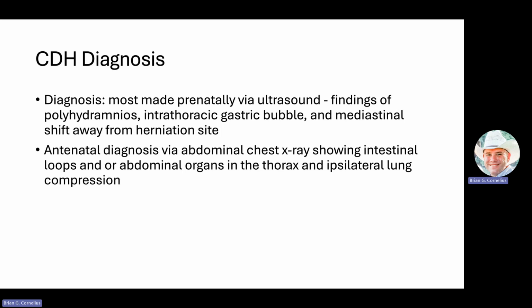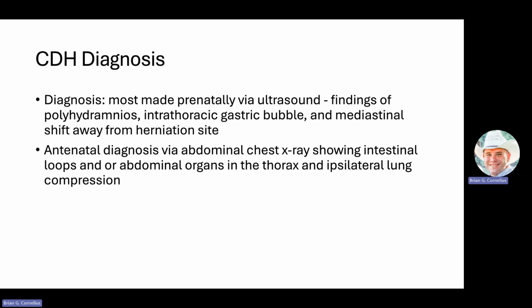So how do we diagnose this? Most commonly, if you have somebody that's received prenatal care, they'll be able to make the diagnosis on ultrasound. Unfortunately, many of these patients don't receive prenatal care, which already puts them at high risk. But when they start looking with the ultrasound, what they'll see is that they have polyhydramnios, a large intrathoracic gastric bubble. Usually our stomach isn't in our chest, so if it is, that's kind of a clue. And then when they look at the mediastinum, they're able to see that there's a shift away from the herniation site, which makes sense. Your lungs are displacing all that intrathoracic volume to the other side.